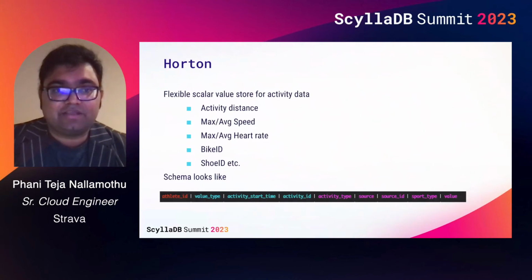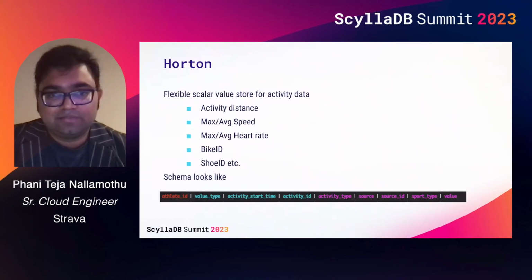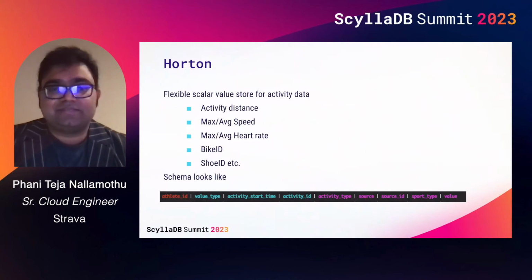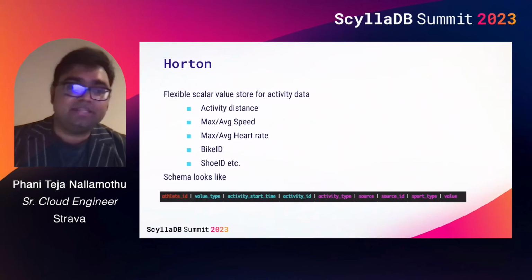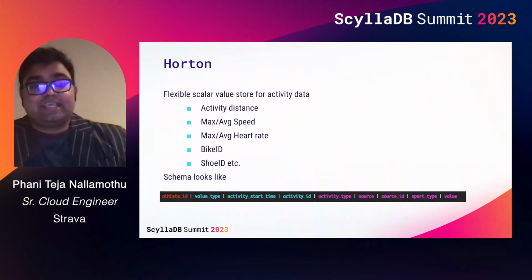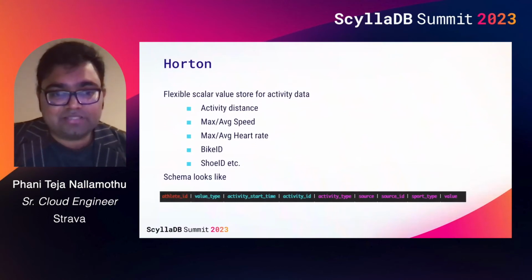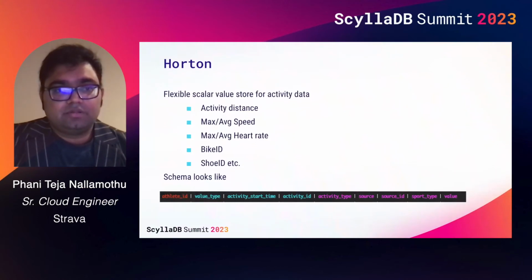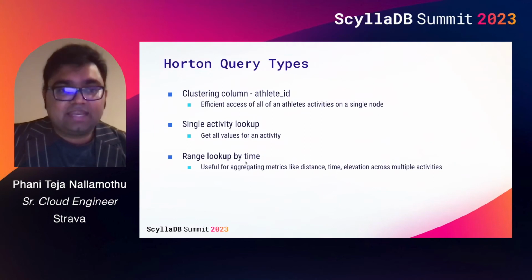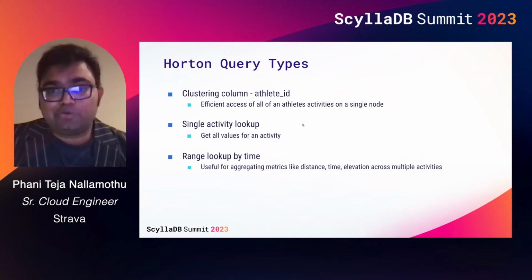The first one is Horton. It's a funky name. All it does is store all the scalar values for activity data. Like any activity which an athlete uploads, like activity distance, max and average speed, heart rate, bike ID, shoe ID, anything which is a scalar value, it gets stored in Horton. You can look at the sample schema of this Horton database. We use athlete ID as a clustering column. This enables us to efficiently access all the athletes' activities from a single node.